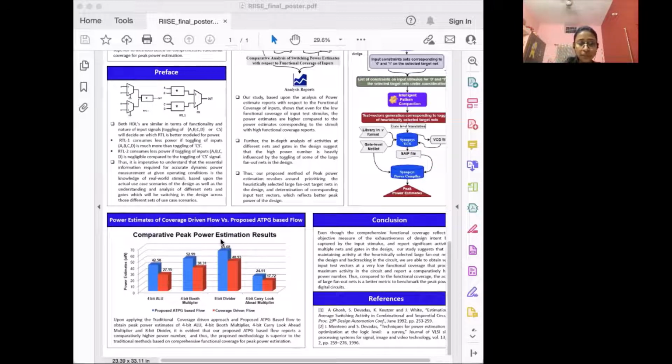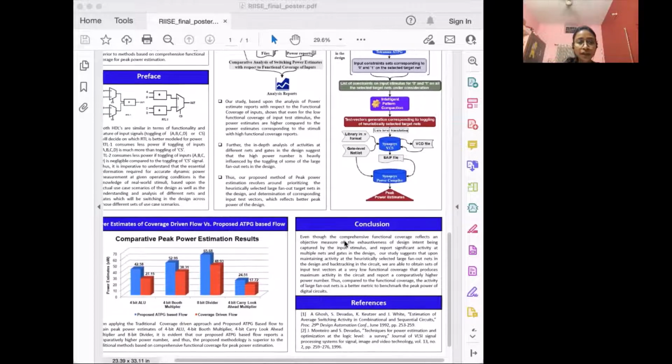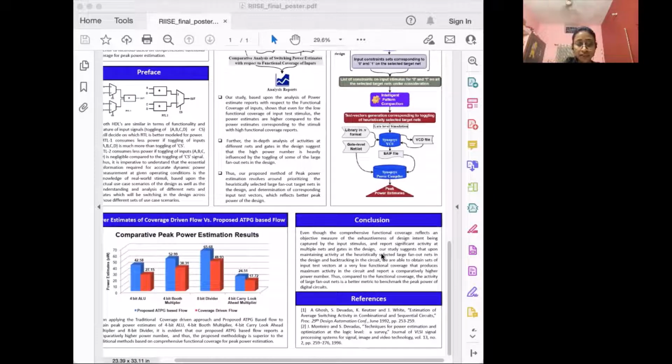Even though the functional coverage is a measure of the exhaustiveness of a design being captured by the input stimulus, we can conclude that the peak power can be estimated even at a lower coverage by maintaining the activity at the heuristically generated fan-out nets. Thus, in comparison to coverage, the activity of larger fan-out nets is a better metric to benchmark the peak power of digital circuits.